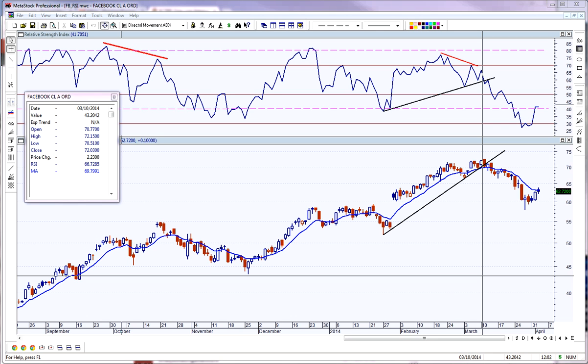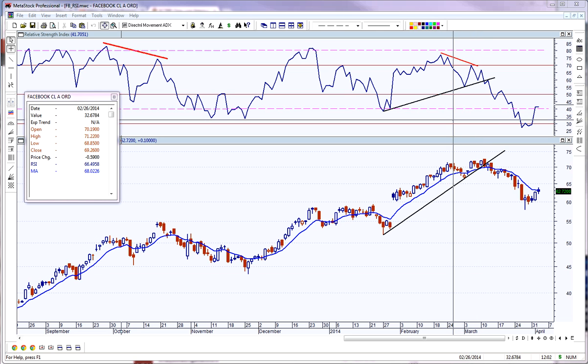What is the RSI? RSI is the Relative Strength Index, and it was created by J. Wells Wilder. It's a very popular indicator. I love the indicator. It's kind of a momentum indicator. It doesn't compare the relative strength of two securities. It actually measures the internal strength of a single security.